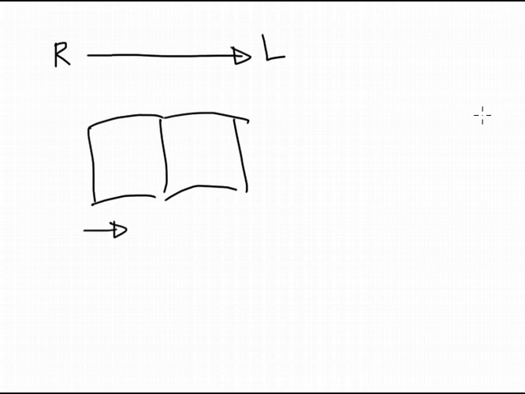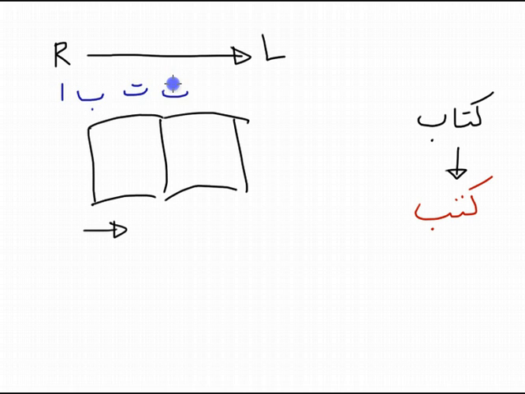When you're looking for a word, let's say you're looking for the word kitab. Okay, remember you have to look for the root letters. So you have to find the root word, which is kataba. And how you find it is like this. First of all you look for alif, then you look for ba, then ta, then tha, then jim, all the way up to ya.